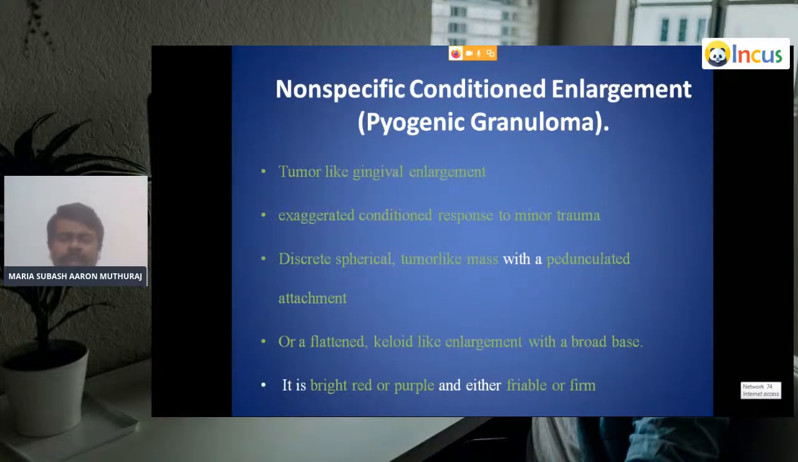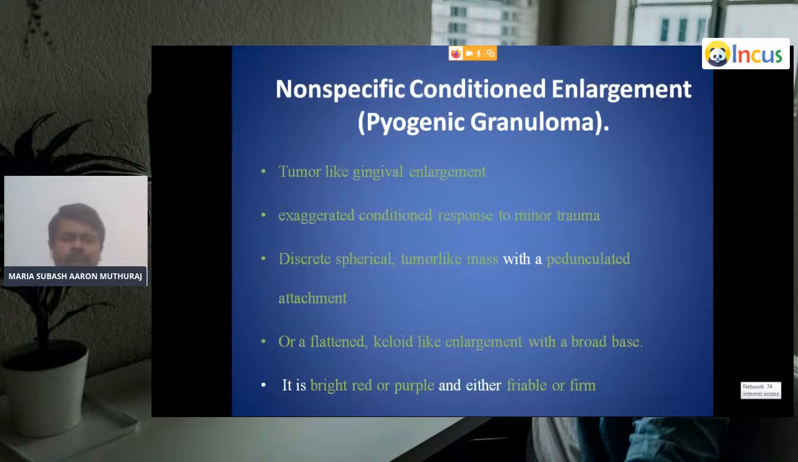It is a tumor-like gingival enlargement, and there will be a discrete spherical tumor-like mass with a pedunculated attachment. Sometimes it will be a flattened keloid-like enlargement with a broad base. It is bright red or purple in color, and either friable or firm.